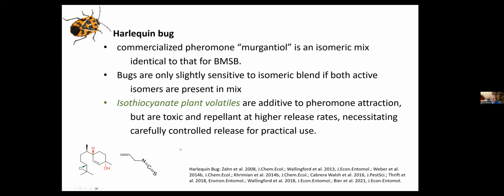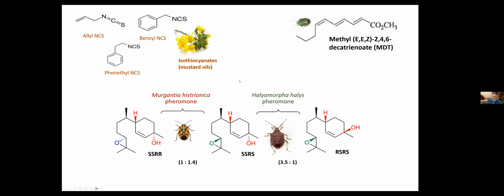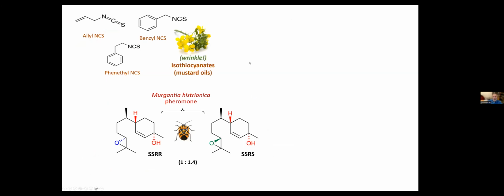So with the Harlequin bug, the wrinkle is to get the maximum attraction and to use what is frankly cheaper material, we should use the mustard oil because they are whole crop specimens. Here's the wrinkle. So we're going to make the brown marmorated go away and focus on the Harlequin bug.